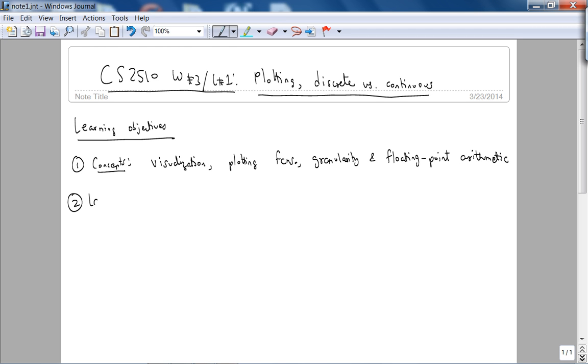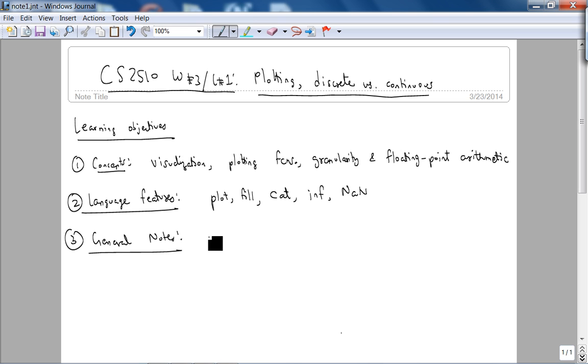Number two, the language features we're going to look at are plot, fill, cat or concatenate, the symbol infinity and NaN for not a number. There are no general notes. So let's get started with MATLAB, which is what this lecture is going to pretty much be about.